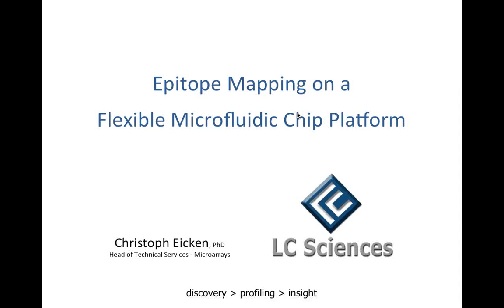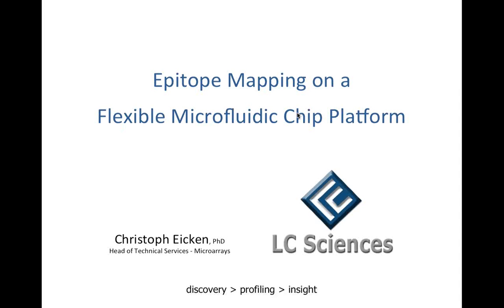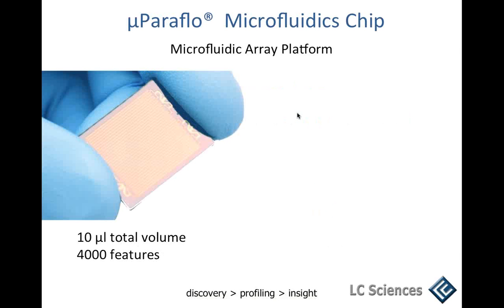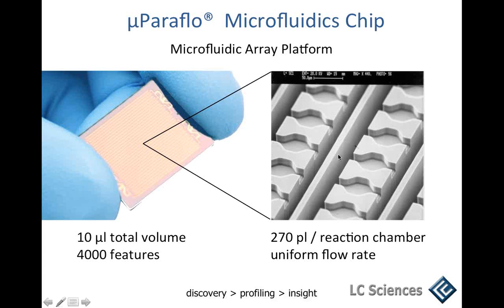So first of all, the core of our epitope mapping services is our microfluidic chip platform, and currently we have two different chips. They differ in the number of features. What is shown here is our smaller and the original chip. It has 4,000 features and a total volume of only 10 microliters. I'll go into details on how the chip is constructed in a little bit, but just so that you have an overall impression here already.